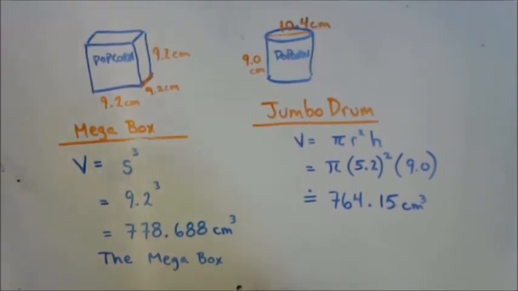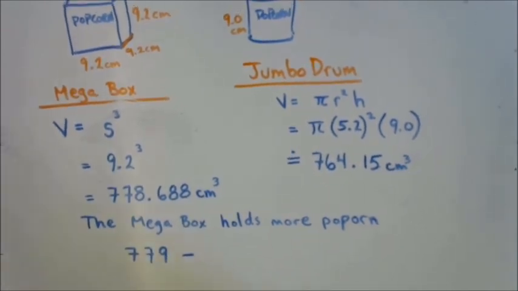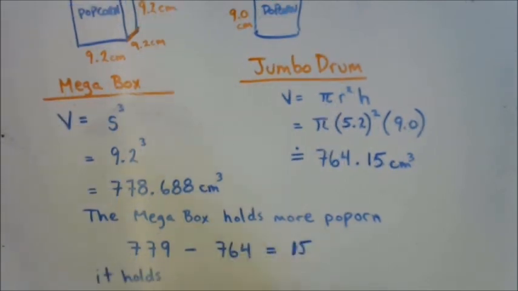So we're answering the first question, saying the mega box holds more popcorn, always finishing with a full sentence. And then the second part of the question asks us to find out how much more. So what are we going to do here? Subtraction. We're going to take the amount that's in the mega box, which is approximately 779, and take away the amount that's in the jumbo drum, which is 764, and it holds 15 centimeters cubed more popcorn.